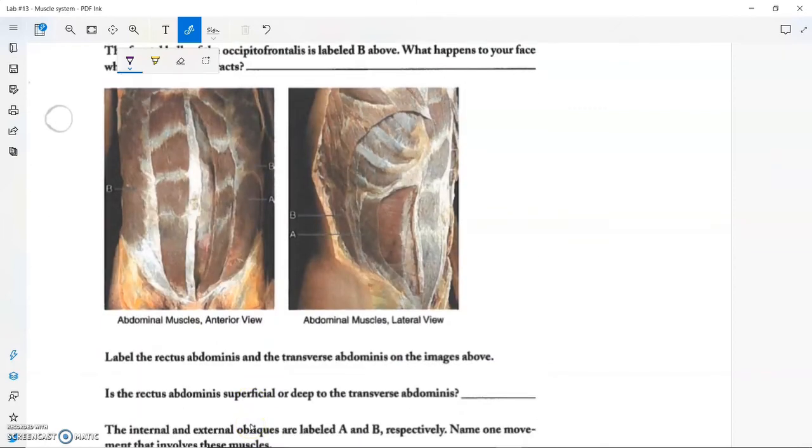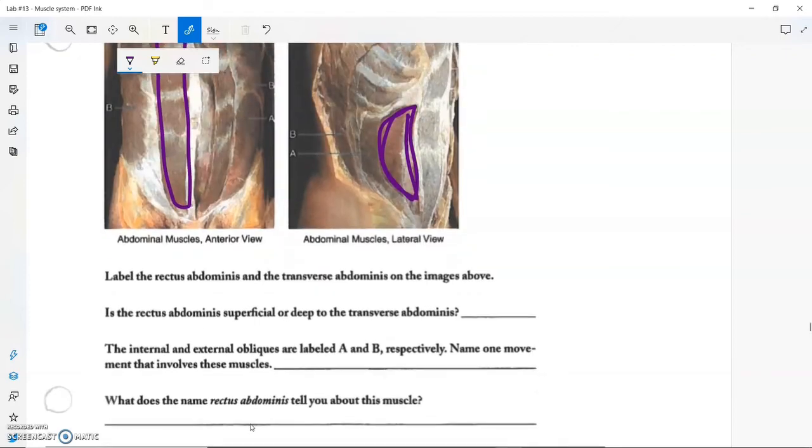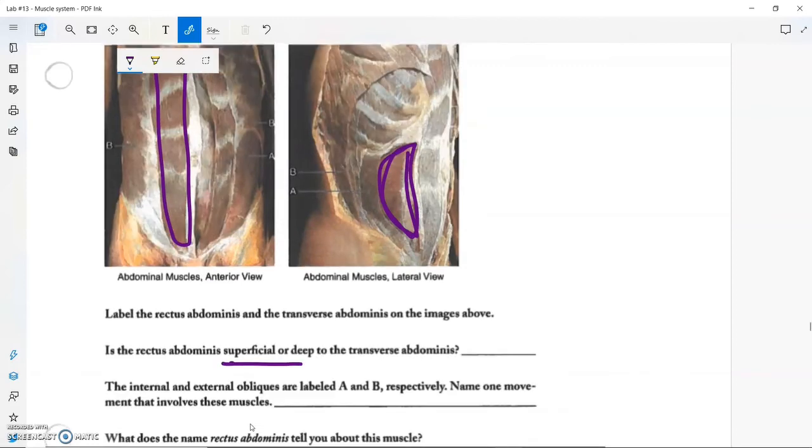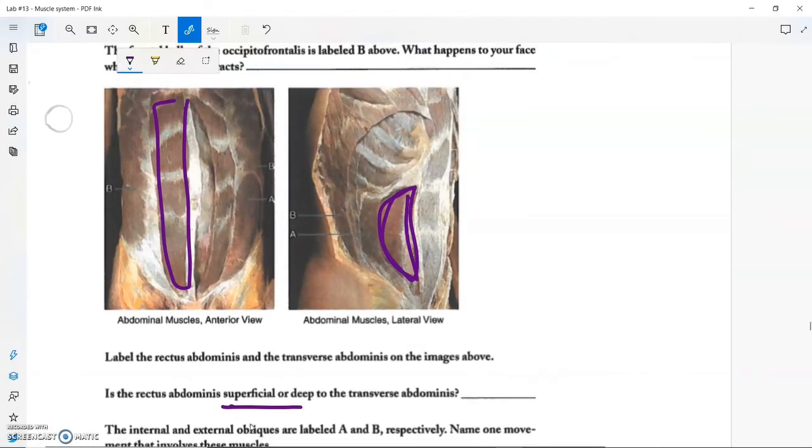Now, rectus abdominis is here. Transversus abdominis is really deep, so this is the transversus abdominis. You can see the third layer of abdominal muscle. Rectus abdominis, as you can see, obviously is superficial to transversus abdominis. And internal and external obliques, A and B. So A, you see internal obliques, and external obliques are B right here and right here.